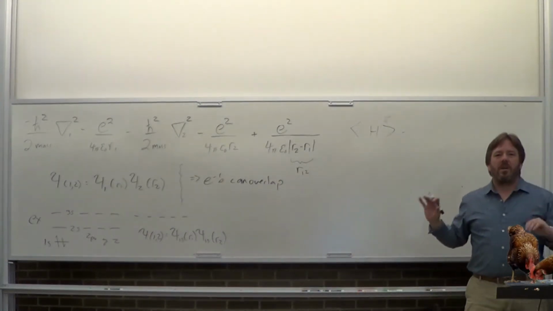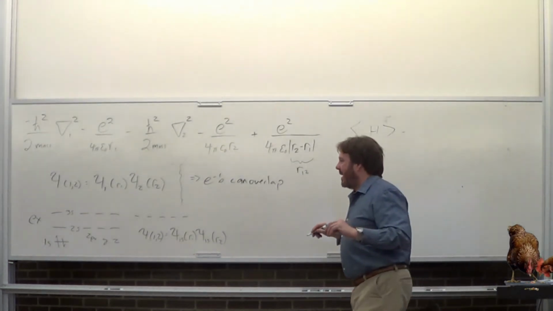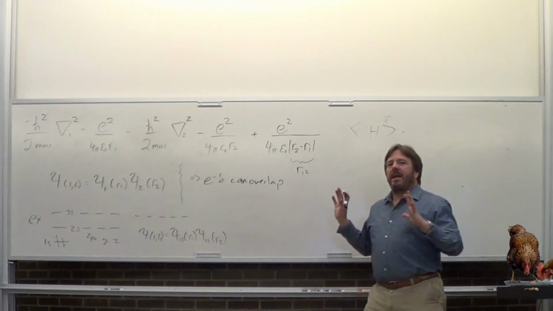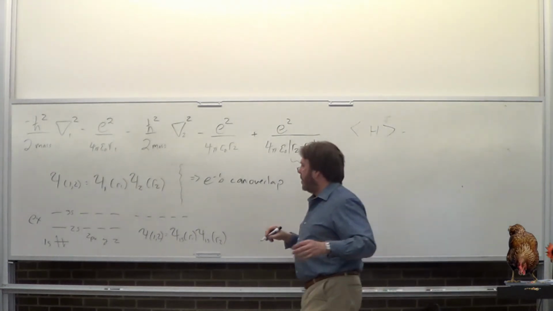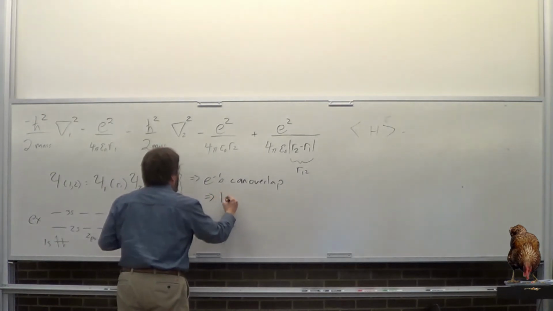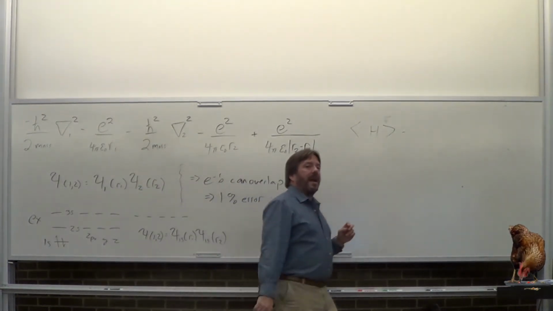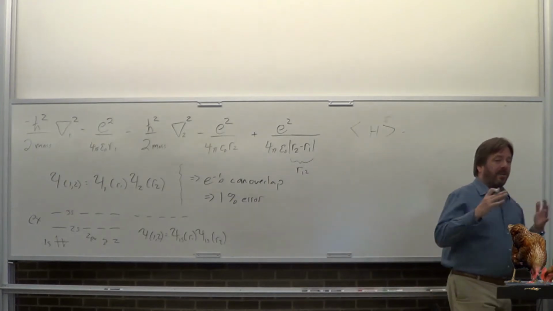Anyway, the electrons can overlap. And that's mega bad for all the reasons I said. Now, it won't result in a catastrophic end of the universe. What it does result in is surprisingly not so bad. You get about a 1% error. You get a 1% error in the energy from doing that, from allowing the electrons to get too close to each other.